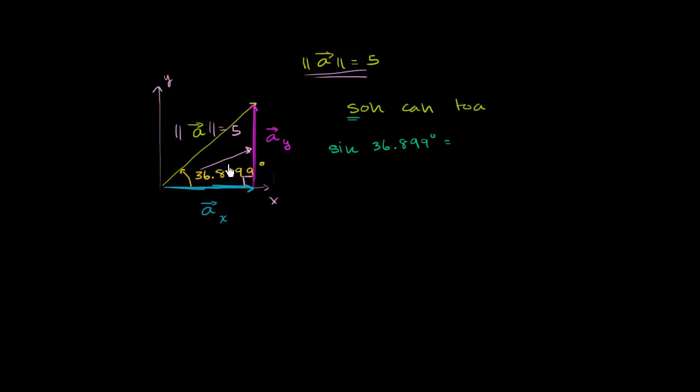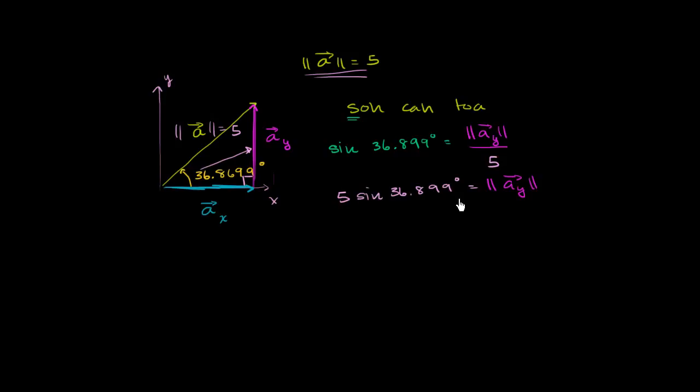The opposite side of the angle is the magnitude of our y component. So it is going to be equal to the magnitude of our y component over the magnitude of the hypotenuse, over this length over here, which we know is going to be equal to 5. Or if you multiply both sides by 5, you get 5 sine of 36.899 degrees is equal to the magnitude of the vertical component of our vector A.